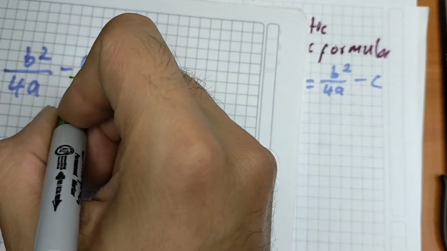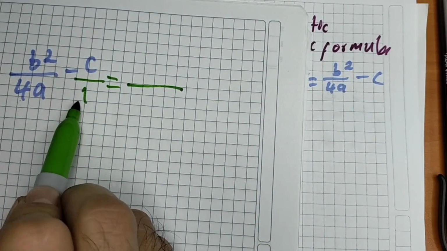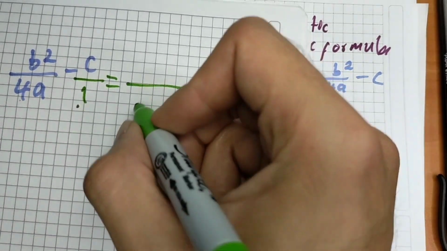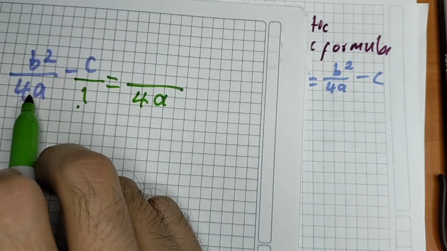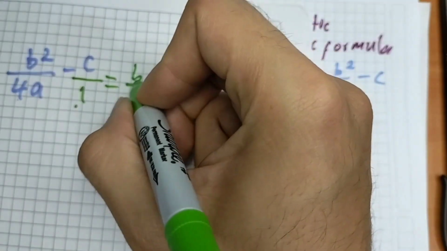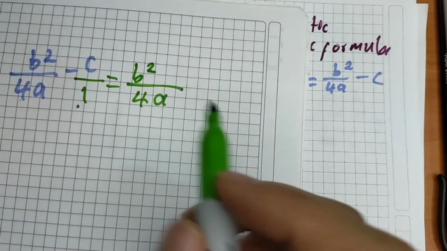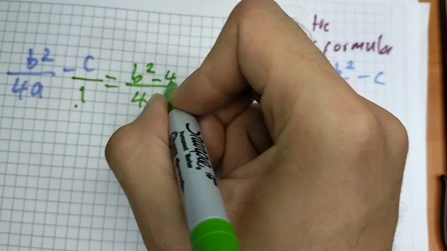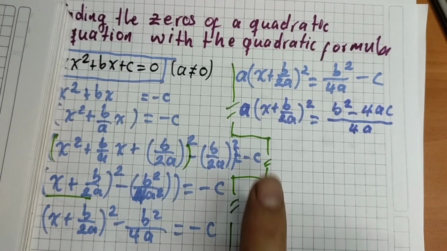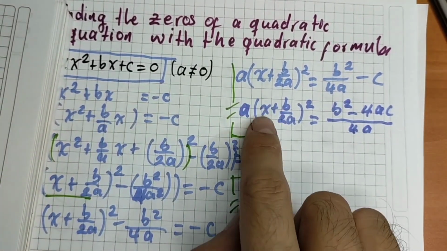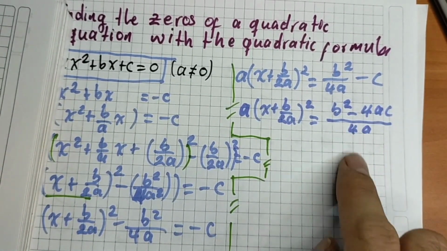What I'm going to do is write a 1 here in this position, and then continue solving this by multiplying this one times this one, which returns 4a, and 4a divided by 4a equals 1, and 1 times b squared is equal to b squared, and 4a divided by 1 is equal to 4a, and 4a times negative c is equal to negative 4ac. So we have this equation now: a times (x plus b over 2a) squared is equal to (b squared minus 4ac) divided by 4a.